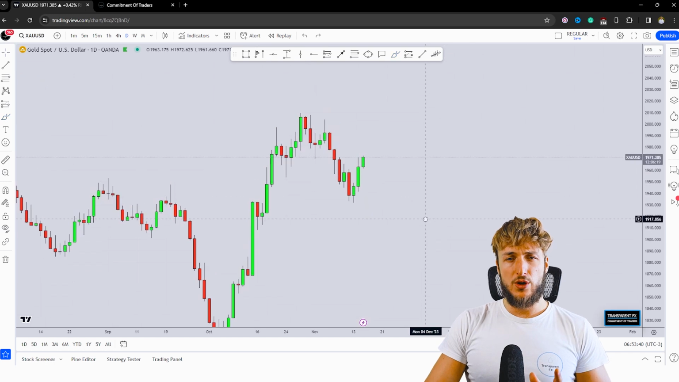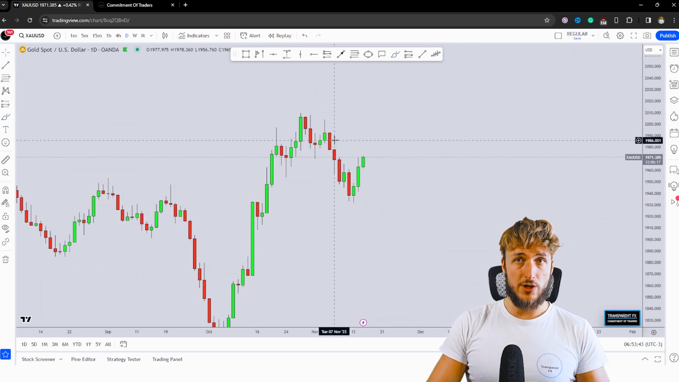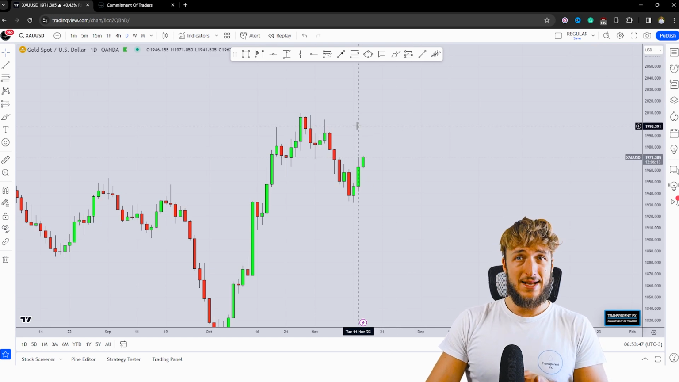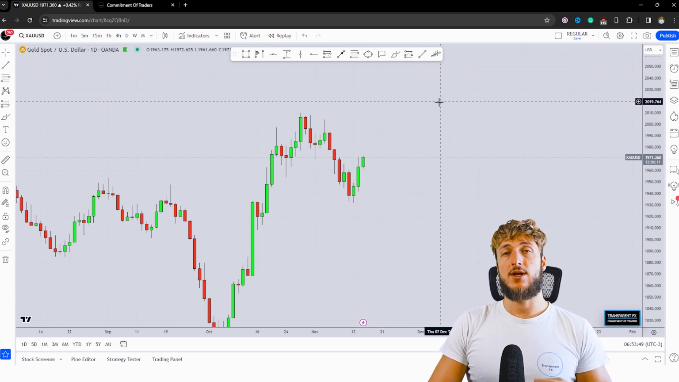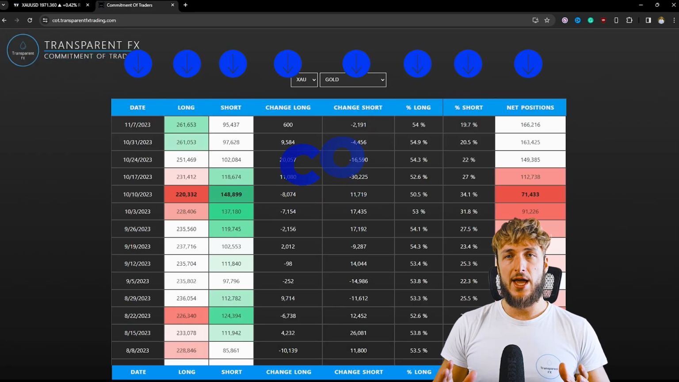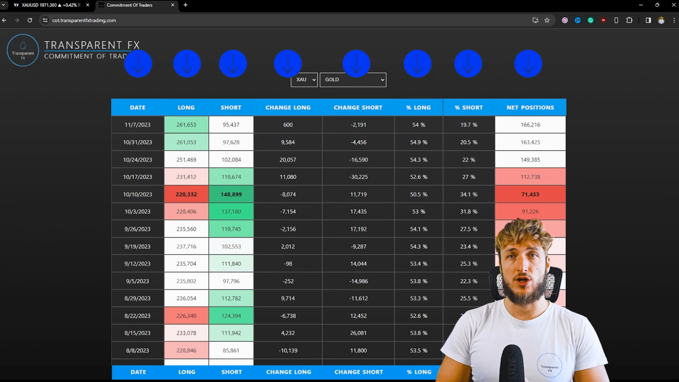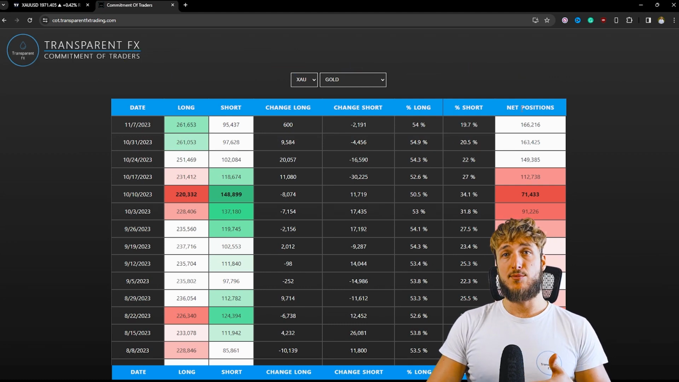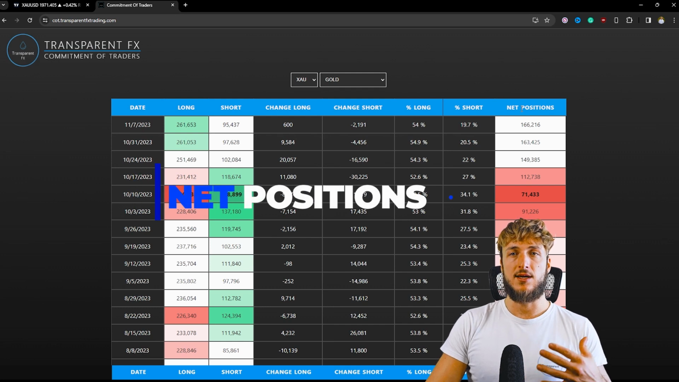Now, before we continue with assessing the new structure that we have from a daily perspective and where we could be looking for the next potential move, let's first go and see what we have when it comes to the commitment of traders, so the COT data, which is essentially what hedge funds and the biggest players in the market are doing. Now, what we can see here is that with the last reports, net positions have been consistently increasing.